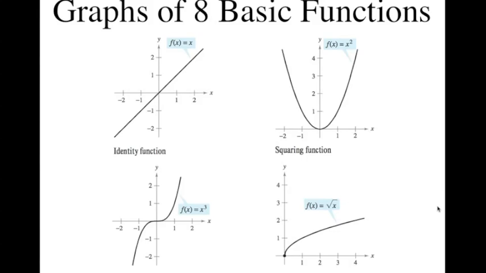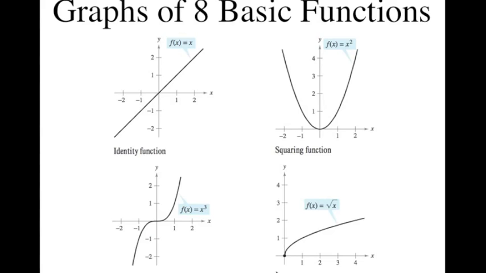These are our 8 basic parent function graphs. Different books call them different things, but this is essentially what they look like. We've got our linear equation, or the identity function. It's just a straight line. We've got our squaring function, or quadratic function. That's going to be a parabola. We have our cubic function, where you've got this little squiggle going in here.